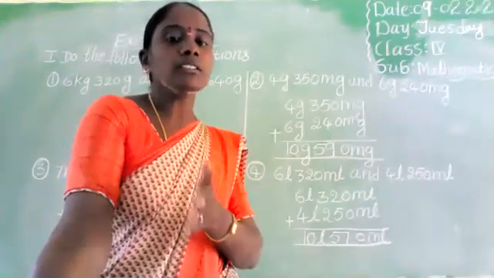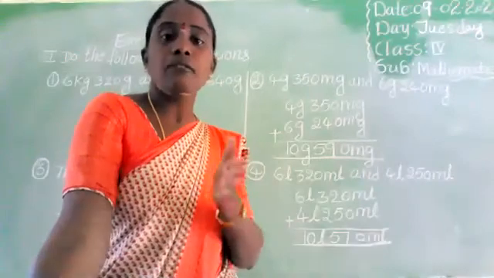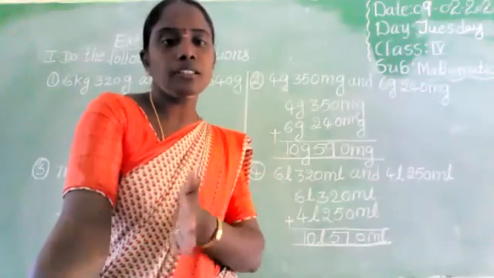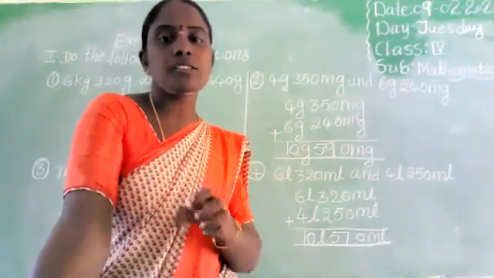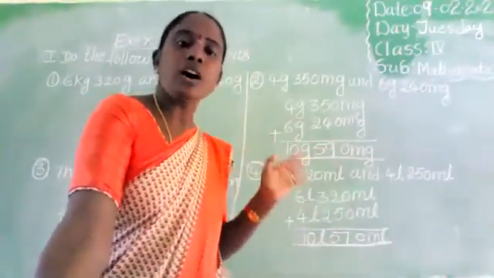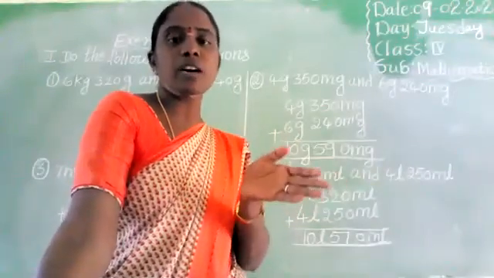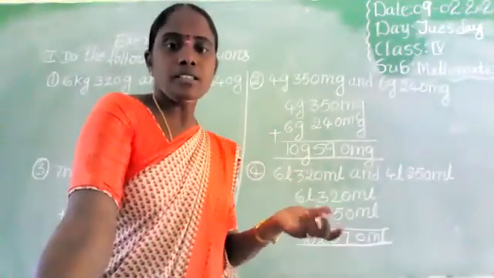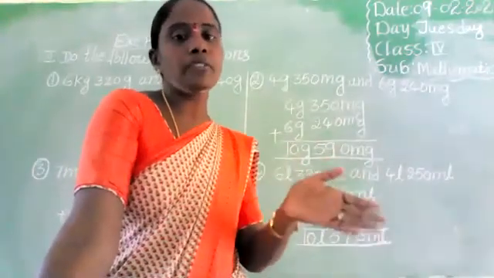Next, these also. 1 gram equals 1000 milligrams. 1 kilogram equals 1000 grams. 1 meter equals 100 centimeters. 1 kilometer equals 1000 meters. 1 liter equals 1000 milliliters. This is also very important. When we change from smaller unit to greater unit, we have to divide by the number. From greater unit to smaller unit, we have to multiply by the number.